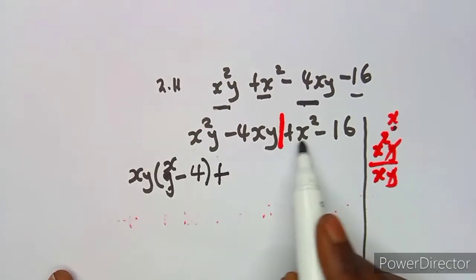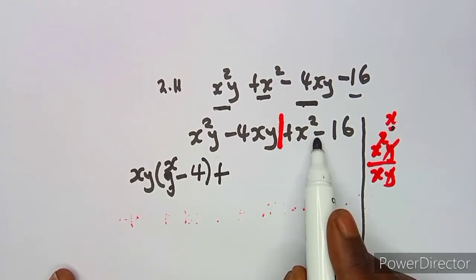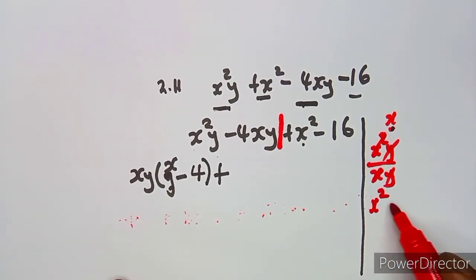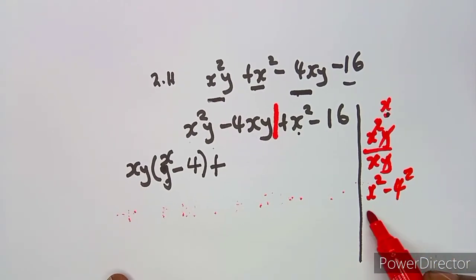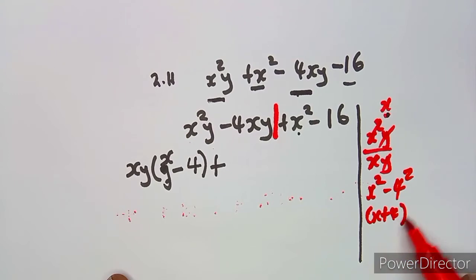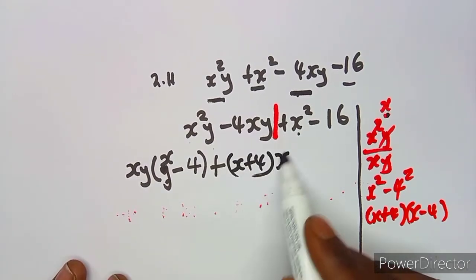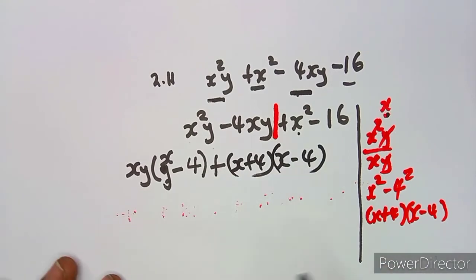Plus, here what do we have guys? X squared minus 16. That is a difference of 2 squares, remember, because we can write this x squared minus 16 like x to the exponent of 2 minus 4 to the exponent of 2. So the moment you can write this, it's going to be x plus 4 into x minus 4. So this is what you're going to obtain from this part, which is x plus 4, x minus 4.